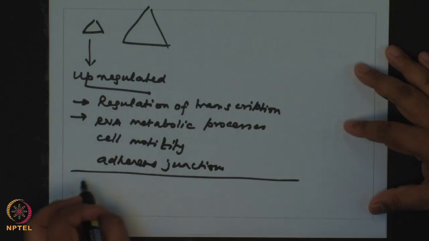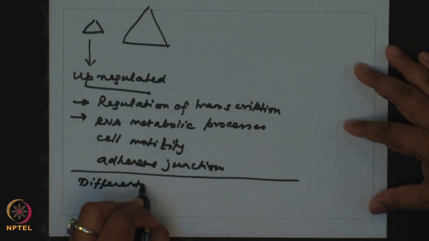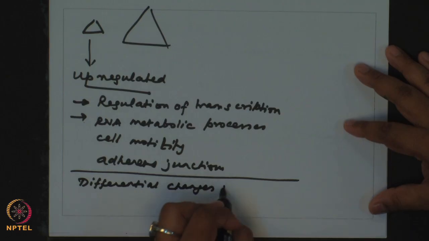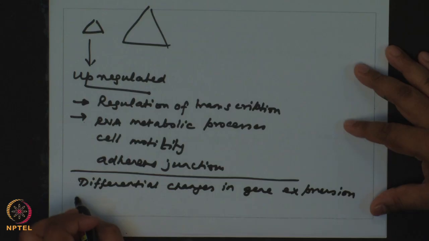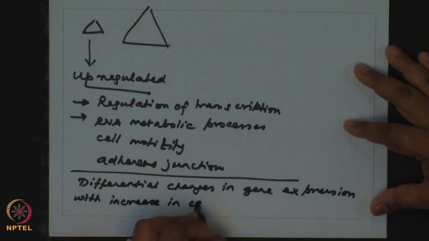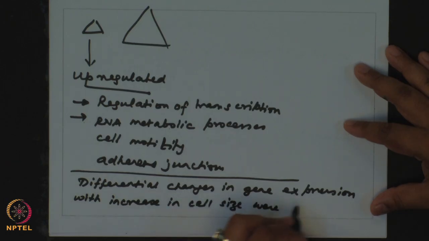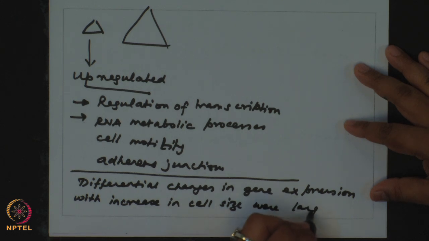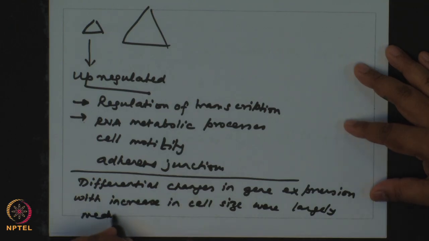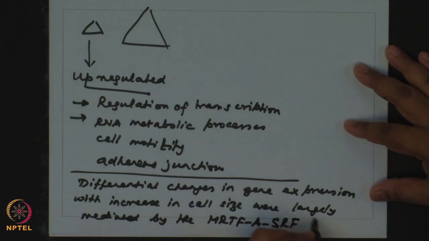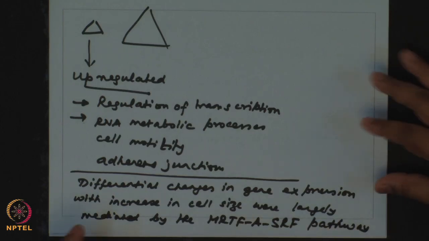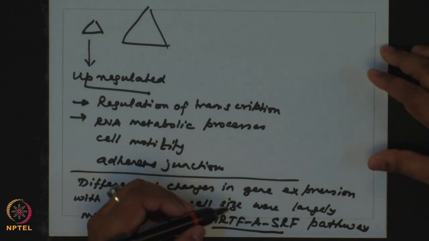Okay. So, all these differential changes in gene expression were observed with increase in size. So, there was a correlation. The differential changes in gene expression with increase in cell size were largely mediated by the MRTFA SRF pathway. Okay. So, SRF is serum response factor.